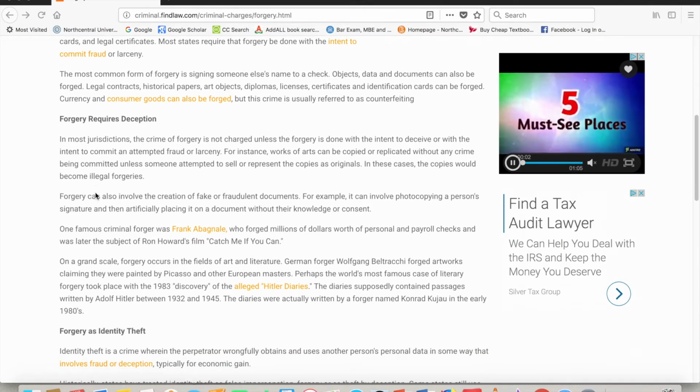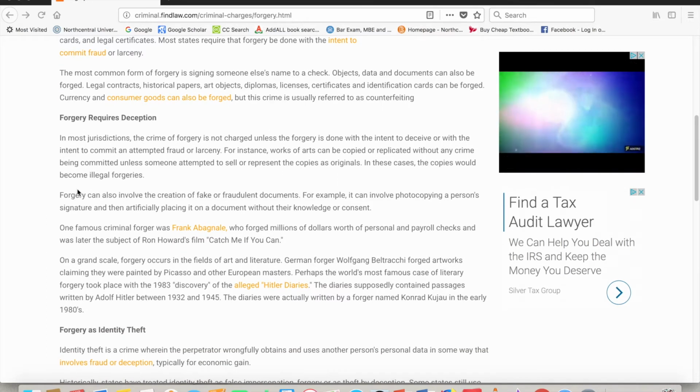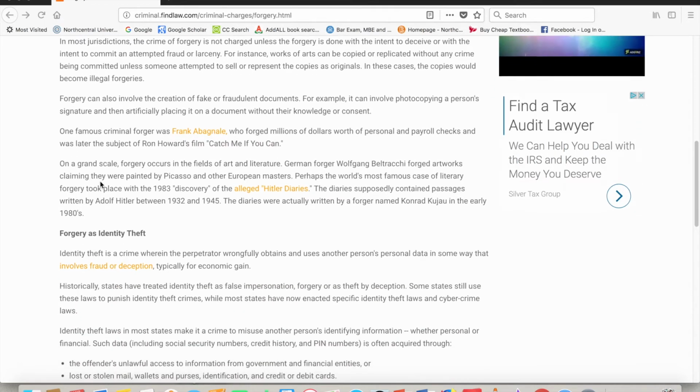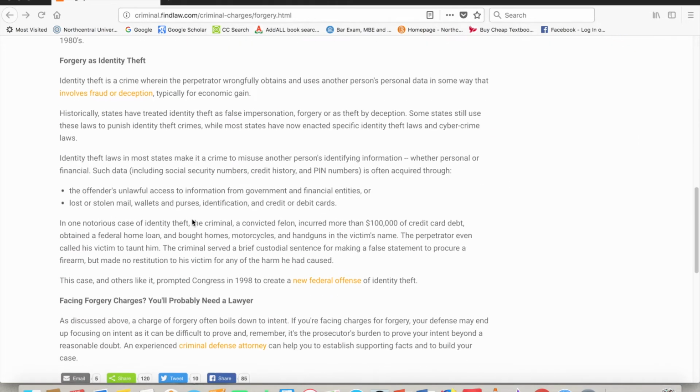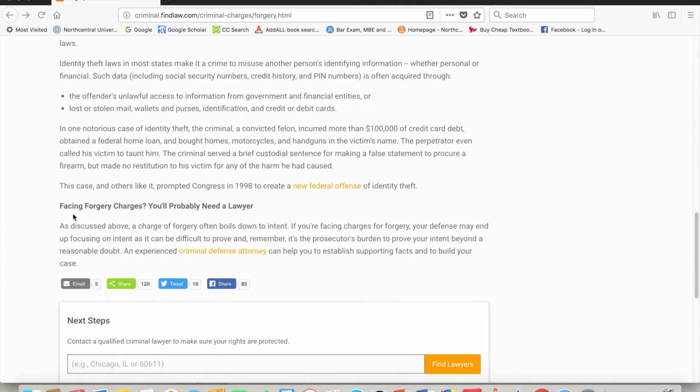Forgery requires deception. And then forgery as identity theft. Now, I'm going to put the link below if you want to read the whole thing, you can.